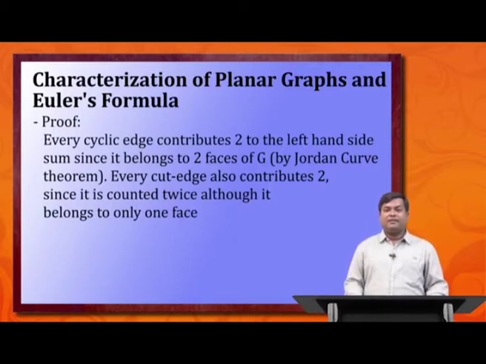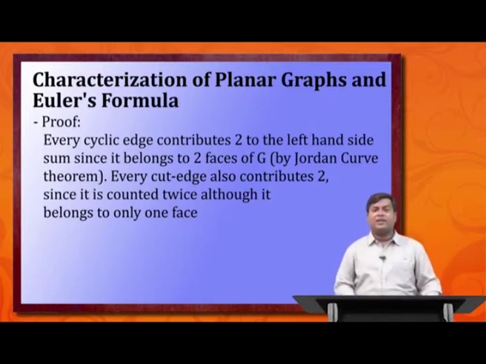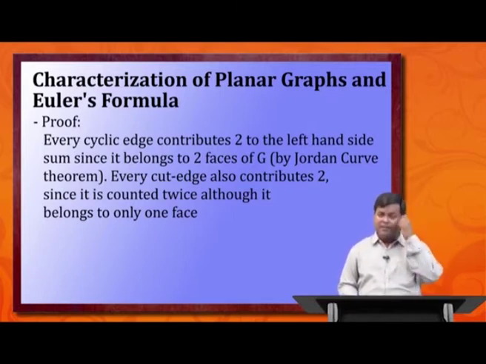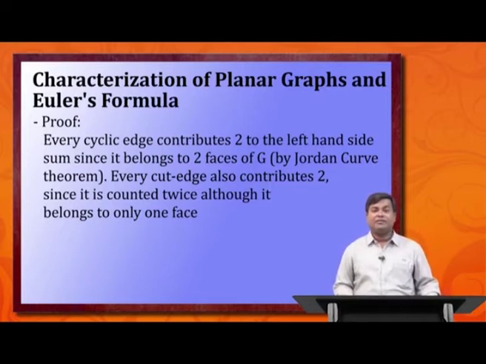In a graph, the edges will be either a cyclic edge or a cut edge. Now as per remark 1, we know that every cyclic edge will contribute 2 to the calculation of the degree. And we also found that every cut edge is actually counted twice while calculating the degree. So therefore, if we have a total of m edges in the graph, the total degree equals twice m. So we have written down that proof here.